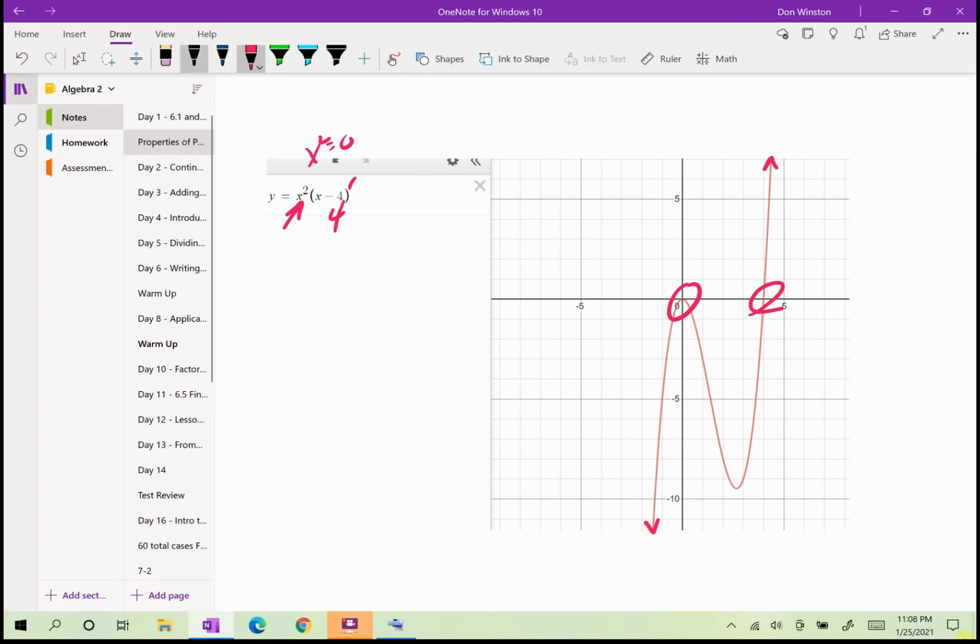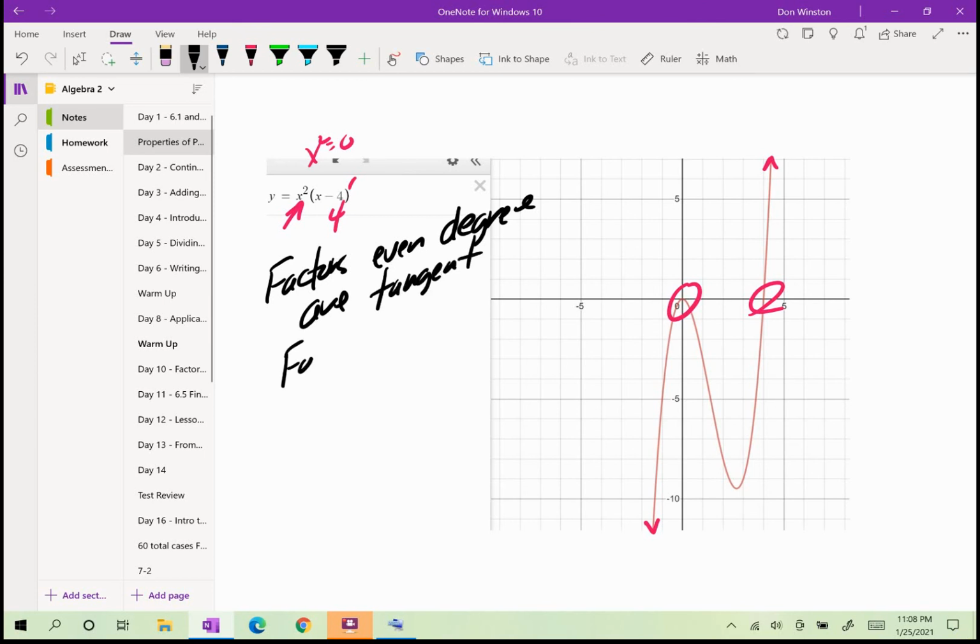So we say that factors with even degree are tangent to the x-axis. They are tangent to the x-axis. Factors with odd degree, they cross the x-axis. They cross the x-axis, and that's very easy to see.